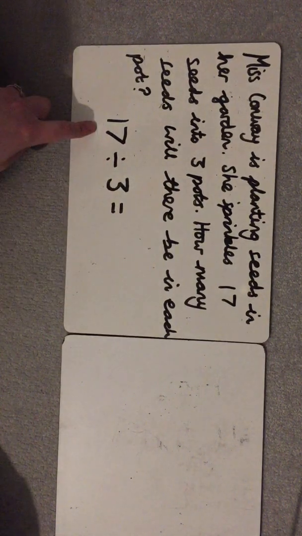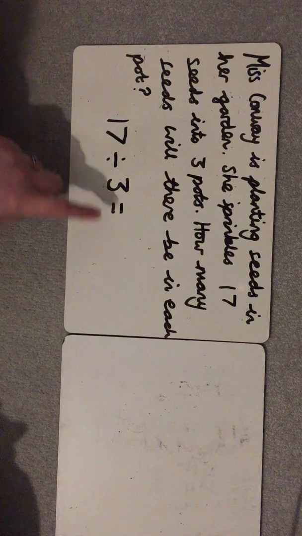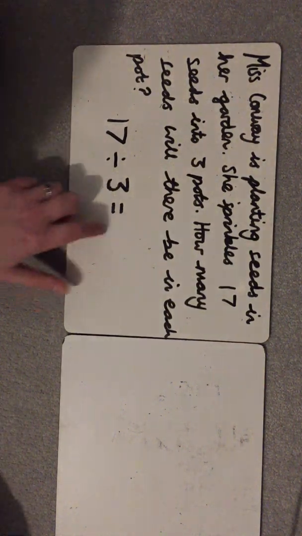Remember, 17 goes at the start because it's the whole. When we divide, we put the biggest number, the whole, at the start, because once we divide it, it's going to get smaller. And we know our whole is the biggest bit, so it's not going to be the answer here because our number's going to get smaller.